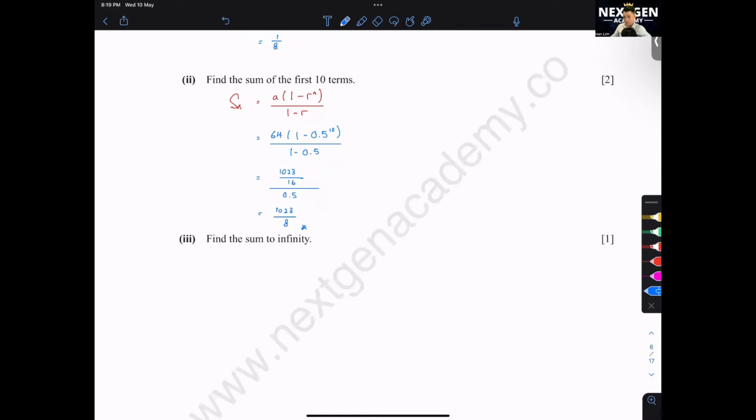Then the last one, sum to infinity. The formula also is in front: a over 1 minus r. So for sum to infinity, we just put in your a and your r. So 64 over 1 minus 0.5, which you'll get 128.